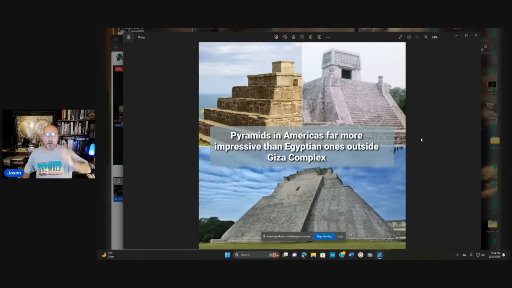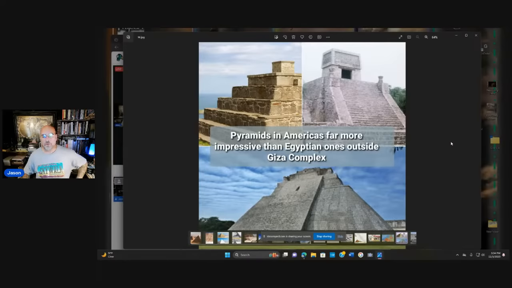So the pyramids in the Americas, they're far more impressive than Egyptian ones outside the Giza complex. What I'm saying is that you can tell that the pyramids in the Americas have more imagination. There's more engineering. There's more ingenuity. There's more creative license.